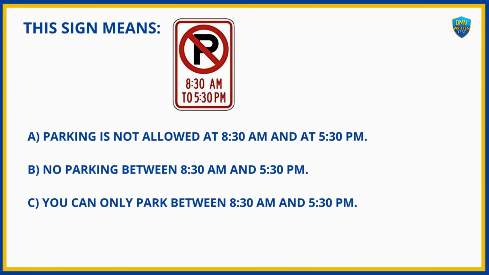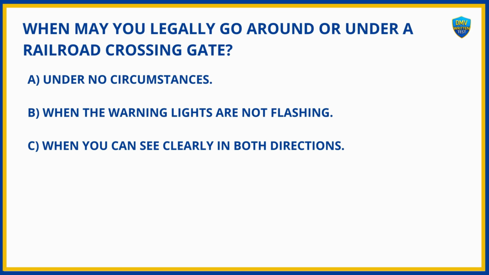This sign means A. Parking is not allowed at 8:30 a.m. and at 5:30 p.m. B. No parking between 8:30 a.m. and 5:30 p.m. C. You can only park between 8:30 a.m. and 5:30 p.m. And the answer is B. No parking between 8:30 a.m. and 5:30 p.m.